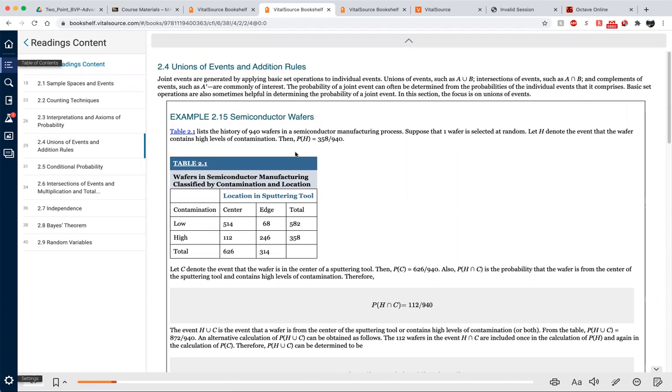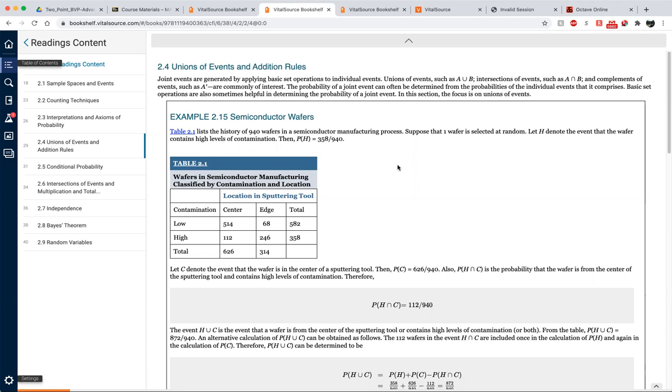Suppose that one wafer is selected at random. Let H denote the event that the wafer contains high levels of contamination. Then P of H is 358 over 940. It makes sense because one wafer is selected at random, so we apply the classical probability. P of H is the number of outcomes in the event divided by the number of outcomes in the sample space. Here the sample space has 940 wafers, right?